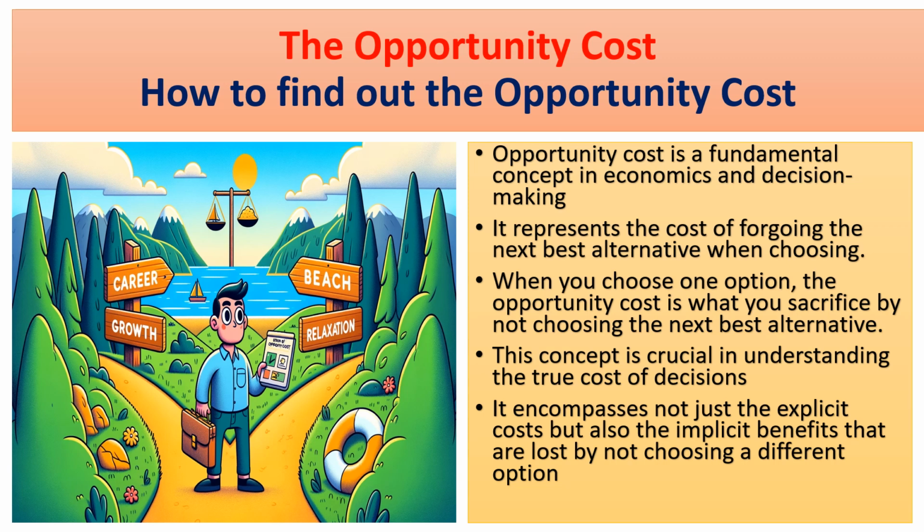This video presents the concept of opportunity cost and explains how to find out the opportunity cost. Opportunity cost is a fundamental concept in economics and decision making, and it represents the cost of foregoing the next best alternative when making a choice. In other words, when you choose one option, the opportunity cost is what you sacrifice by not choosing the next best alternative. This concept is crucial in understanding the true cost of decisions as it encompasses not just the explicit cost but also the implicit benefits that are lost by not choosing a different option.